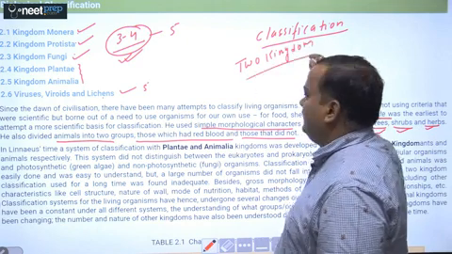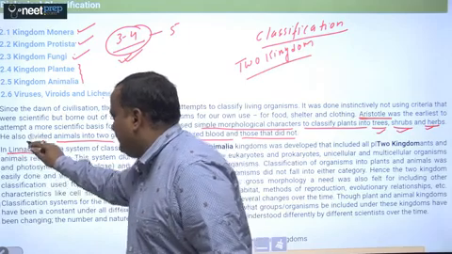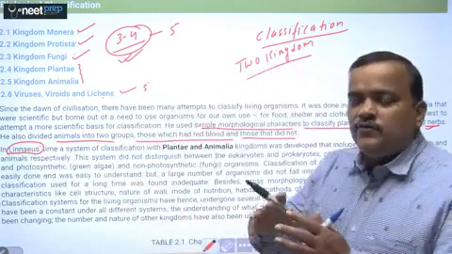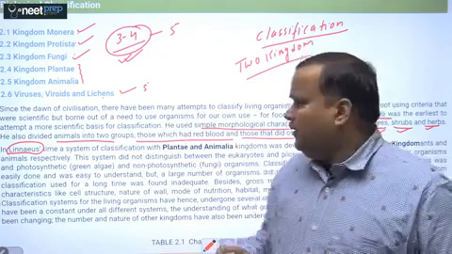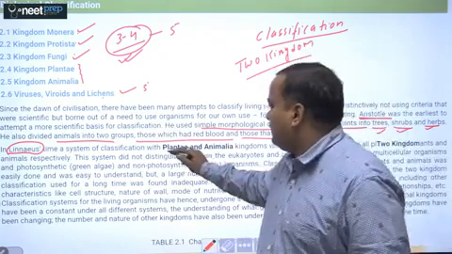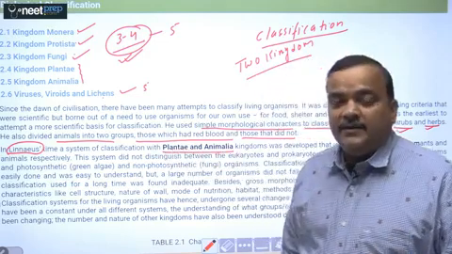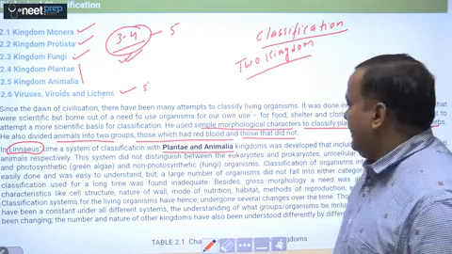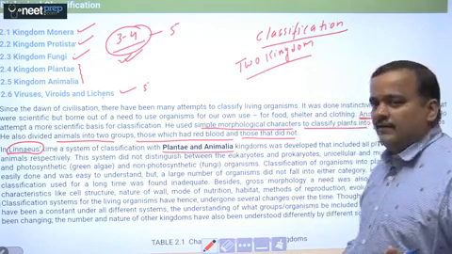Okay, now there is another classification system, that is the 2 kingdom classification system. This 2 kingdom classification system was given by Linnaeus. Okay, so he proposed we can divide living organisms into 2 separate kingdoms on the basis of presence or absence of cell wall, that is Plantae and Animalia. Plantae with those organisms having cell wall. Animalia includes all those organisms which do not have cell wall.